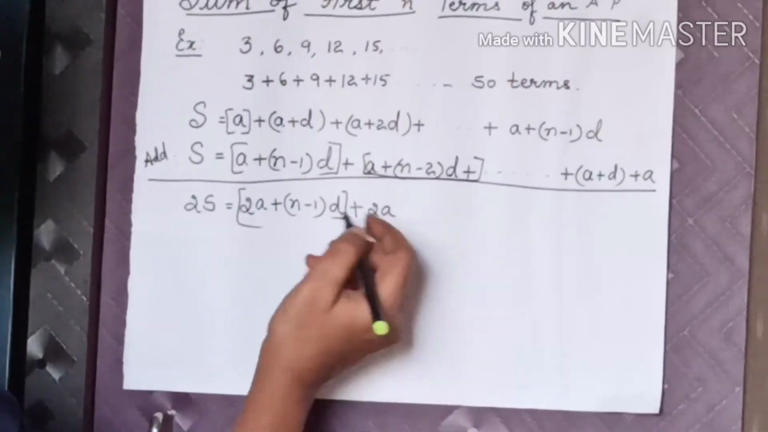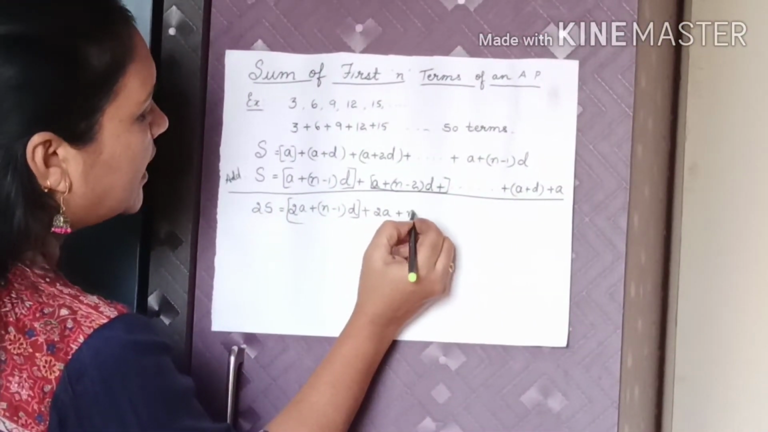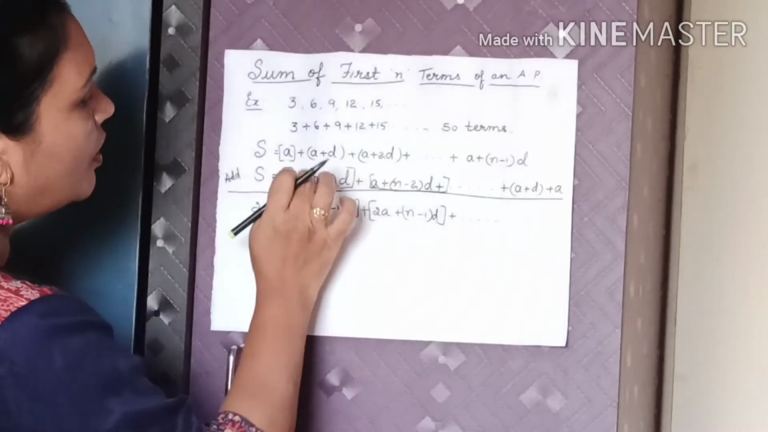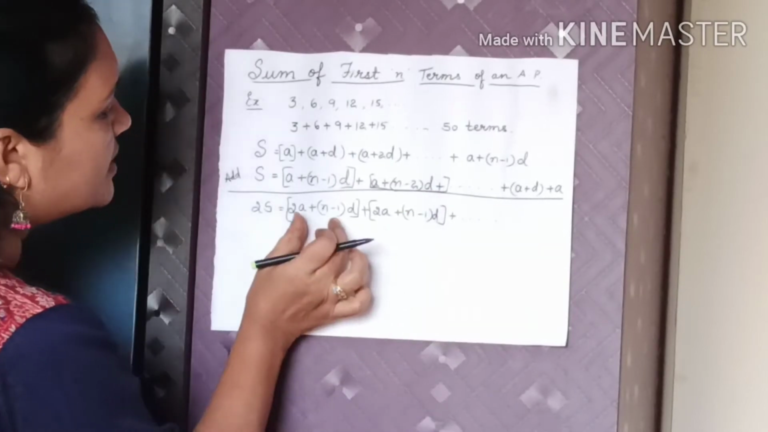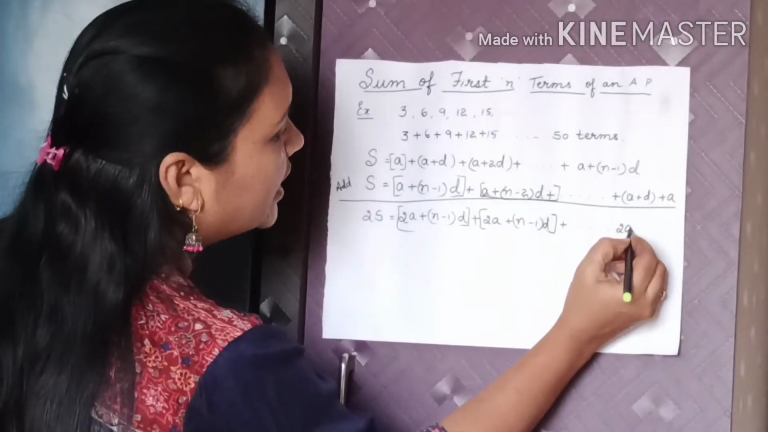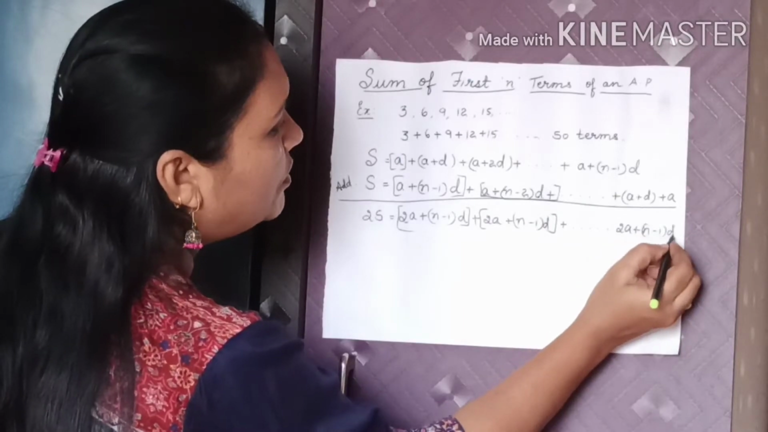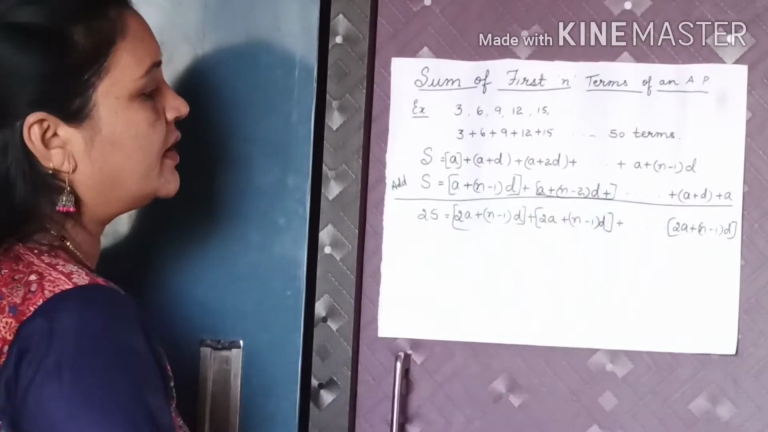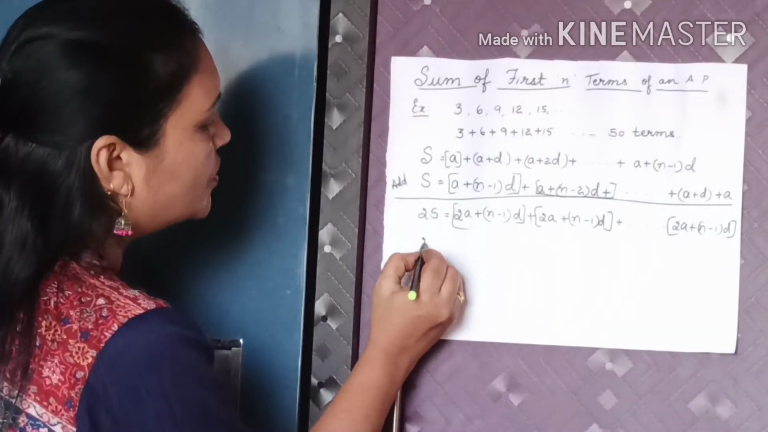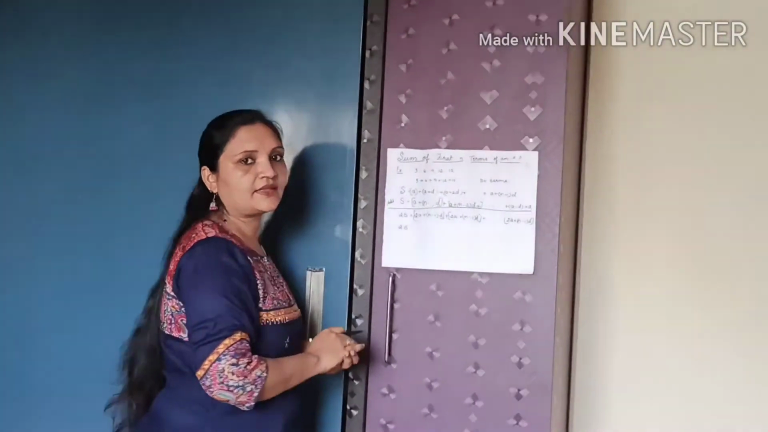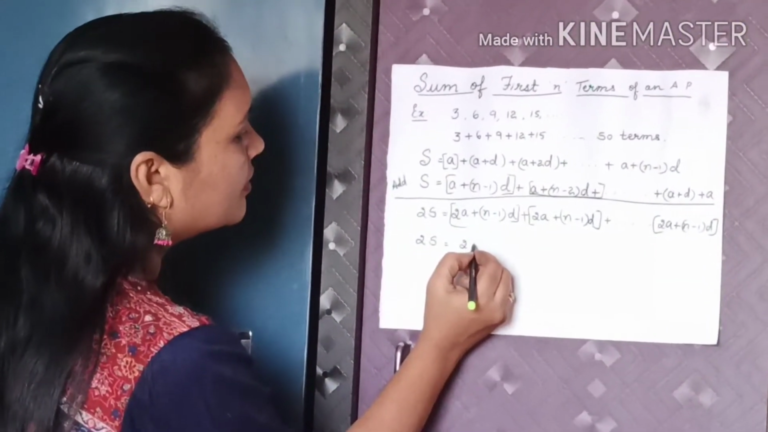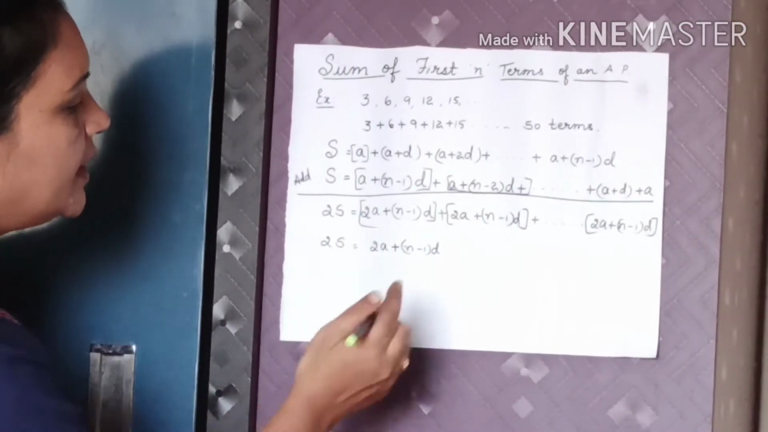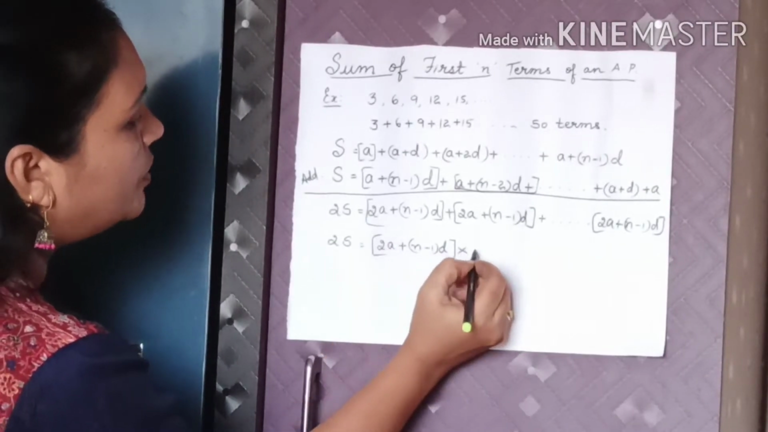If you simplify, what will you get? Again (n minus 1) into d. So like this, if you go on adding the terms, you will get the same term, that is 2a plus (n minus 1) into d. All the terms you will get are 2a plus (n minus 1) into d. So what is the meaning of this? Now what will I write here? 2a plus (n minus 1) into d, into n terms.